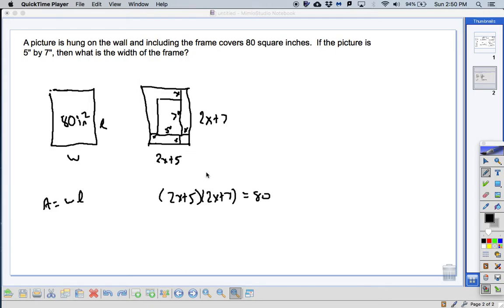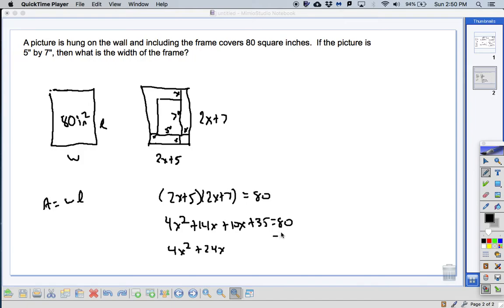Now we have to solve it. So we're going to use the distributive property. 2x times 2x is 4x squared. 2x times 7 is going to be 14x. 5 times 2x is 10x. And 5 times 7 is 35, is equal to 80. And then we're going to go ahead and simplify it. So we got 4x squared, 14x plus 10x is 24x plus 35.